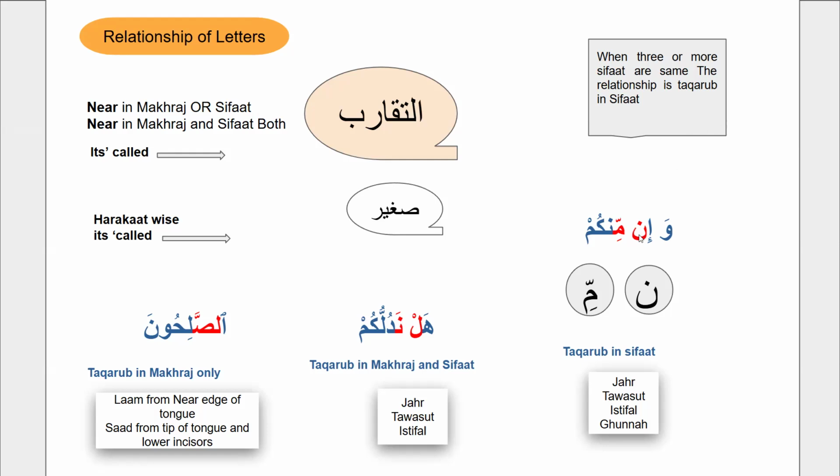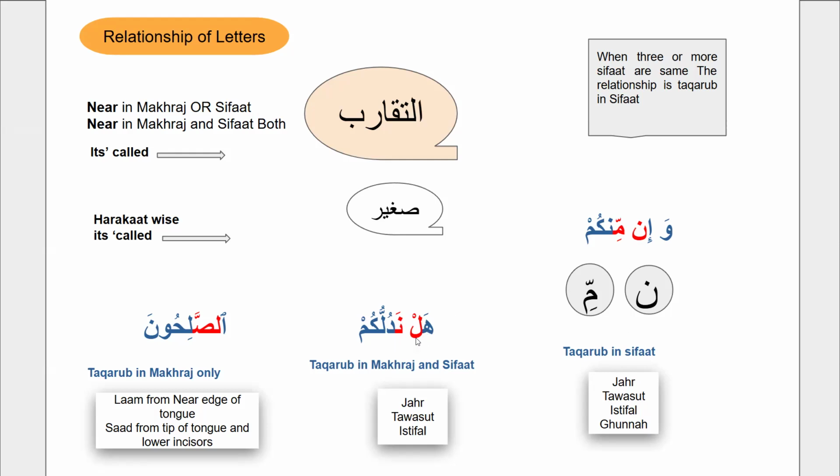So here we have the letters noon and the mim. If we look at the harakas, it's saghir relationship because the noon is sakin and the mim is mutaharrik. When you look at the makhraj and the sifat of these two letters, we learn that their makhraj is far because noon is from the upper gums with the tip of the tongue and mim is from between the two lips. But they share at least 1, 2, 3, and 4 sifat. So they are taqarub in sifat. So we have jahar, tawassut, istifal, and ghunna. So we say these two letters are taqarub in sifat.